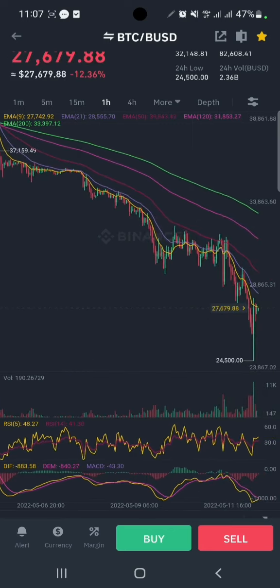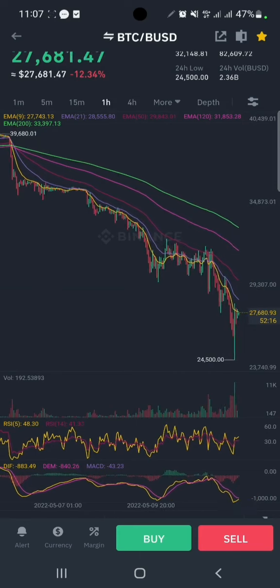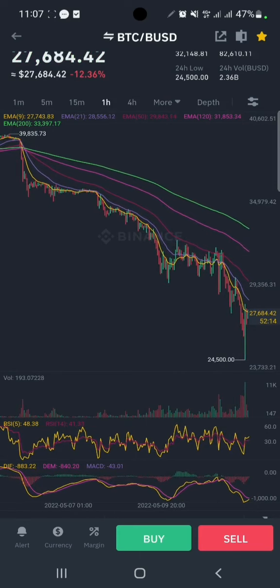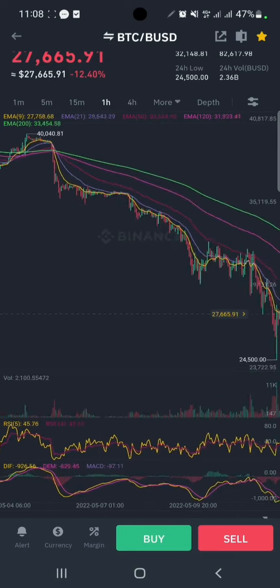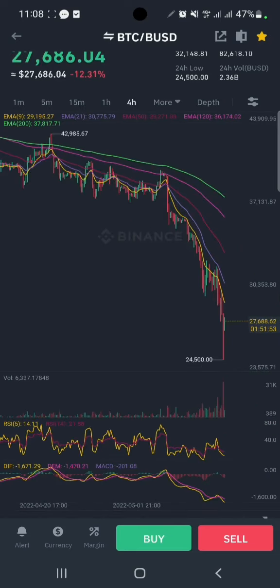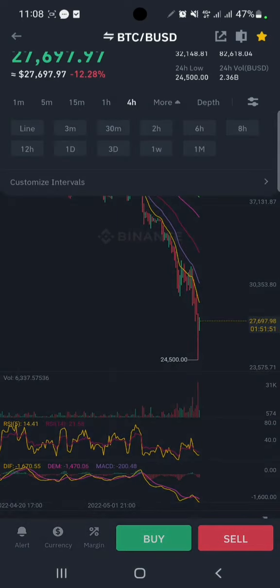So look at this downtrend. You can see it very clearly. We're in a downtrend. Why are we in a downtrend? Of course, price has gone down. And the EMA has shown you very clearly that we're in a downtrend because the green, the 200 EMA, is at the top. It's not supposed to be at the top, but it's at the top. We're in a downtrend. If we're in an uptrend, okay, let's go to a higher time frame.